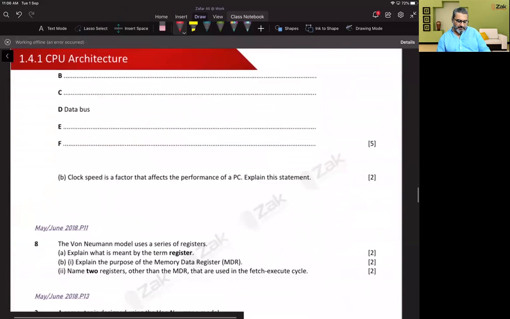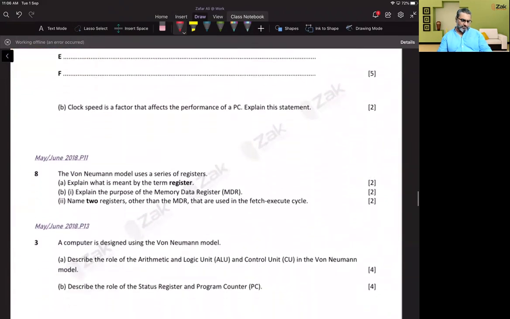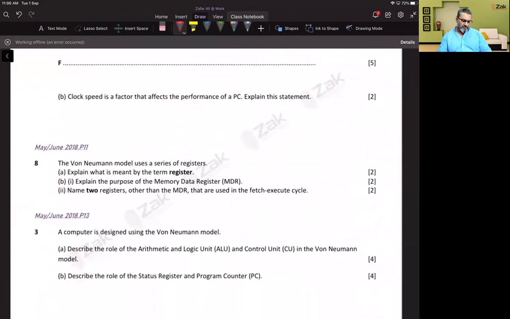Okay, so now clock speed is a factor that affects the performance of PC. Explain the statement. We have already covered it. Okay, so let's move ahead. May, June 2018, P11. The von Neumann model uses a series of registers. Explain what is meant by the term register.